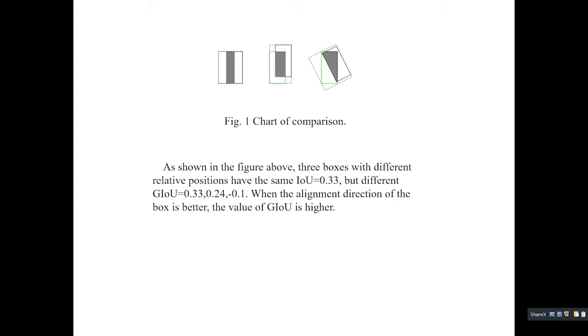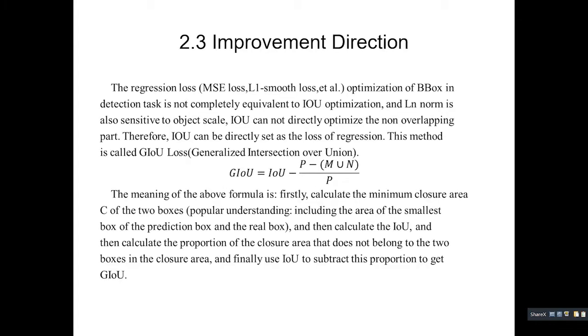As shown in the figure above, three boxes with different relative positions have the same IOU of 0.33, but different GIOU of 0.33, 0.24. When the alignment direction of the boxes is better, the value of GIOU is higher. Improvement direction.